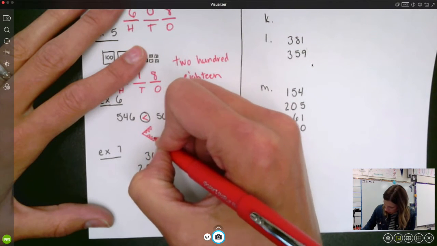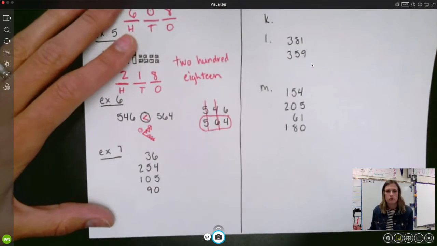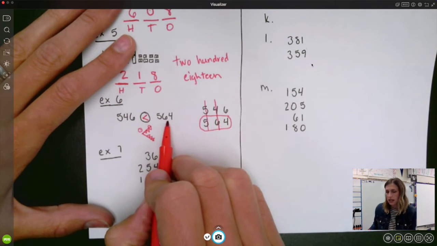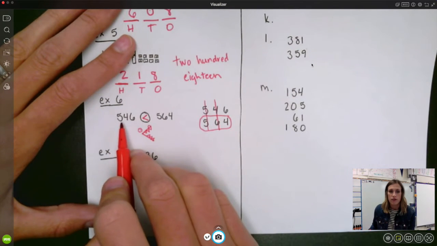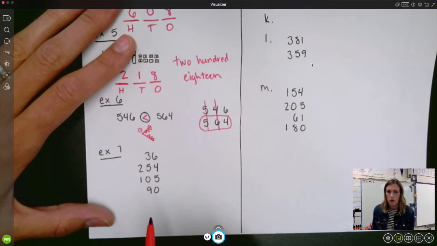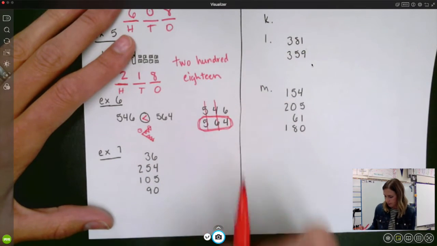Picture him with his teeth on there, little nose, and his eye. All right, so this alligator wants to eat as much as he possibly can, so 564 is bigger than 546, so his mouth is open, about to eat 564. All right, we'll have more experience with that, but 564 is bigger.